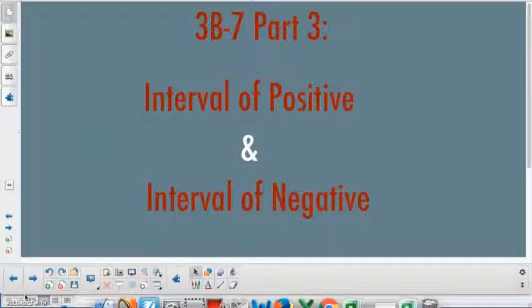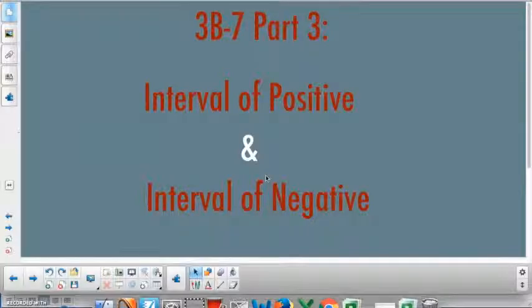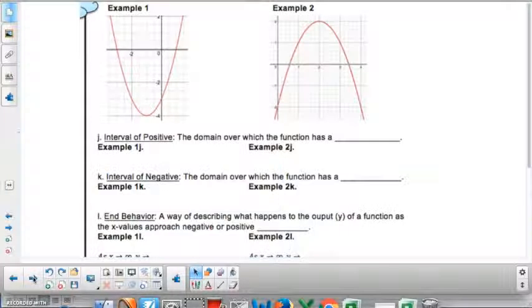All right, 3B7 Part 3, we're going to focus solely on intervals of positive and intervals of negative, another section that caused some people some trouble when we looked at them with linear functions. So we're going to look mainly at intervals of positive and intervals of negative with quadratics now. Still working with those same two examples though.